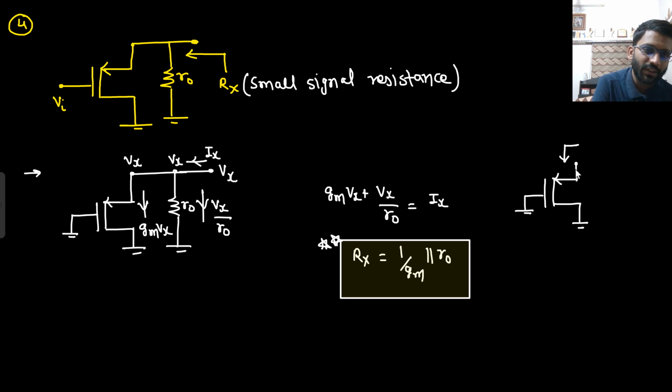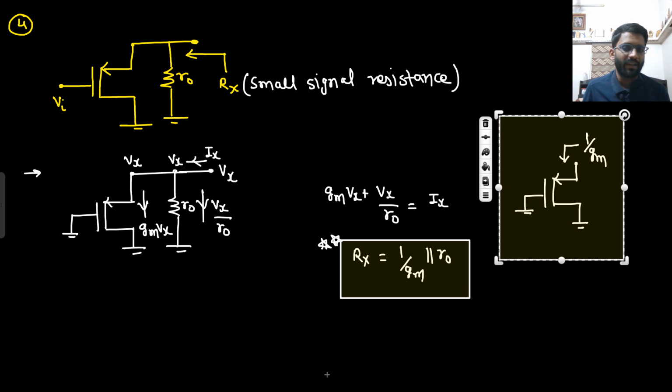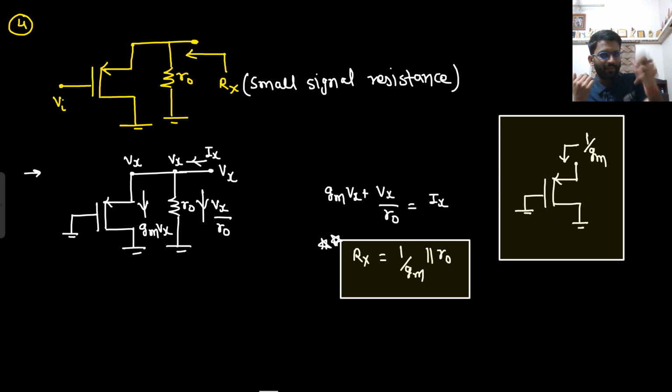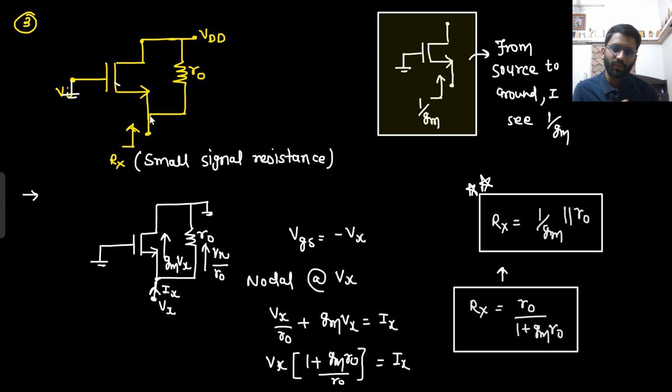So what do you see? You will say from source to ground I see 1 by Gm. That's it. And if there is parallel R0, then that will also be included. From source to ground I see 1 by Gm, and R0 is also there in parallel. Here what do you see? From source to ground I see 1 by Gm parallel with R0.